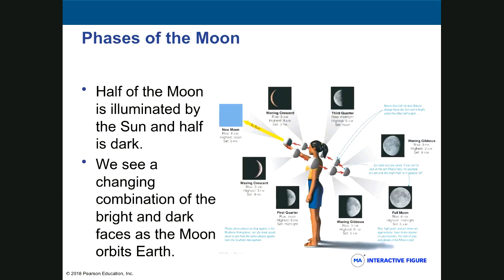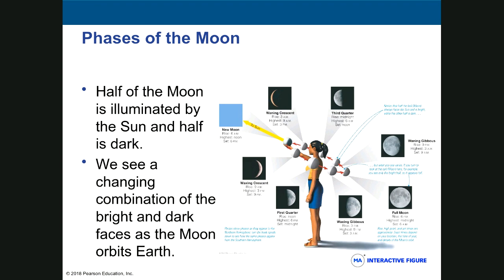Now, as we go through, we'll notice that as we look at the moon in the sky, the moon doesn't look the same all the time. And it's because of the fact that the moon rotates around the Earth and that it's facing us in the same face, always faces the Earth, that we see these different phases.